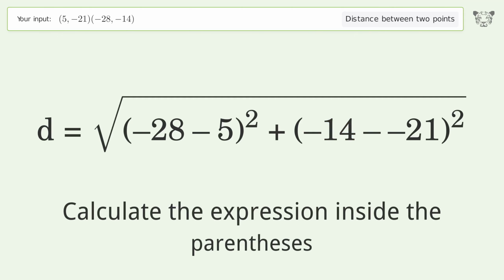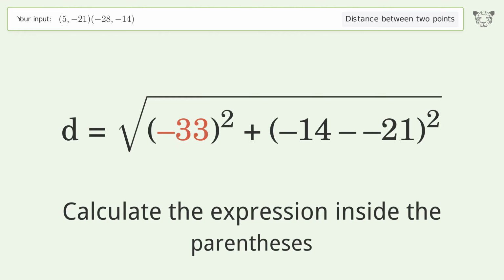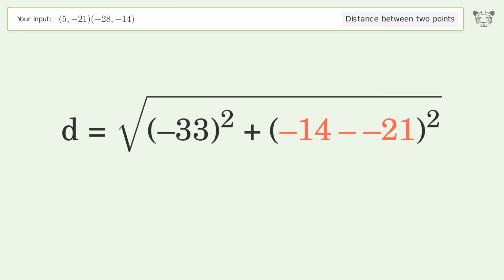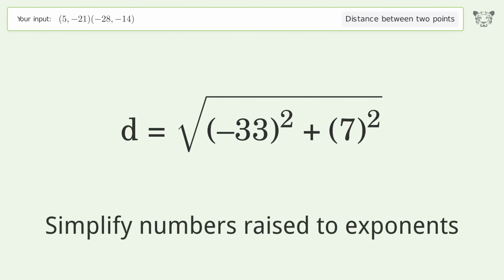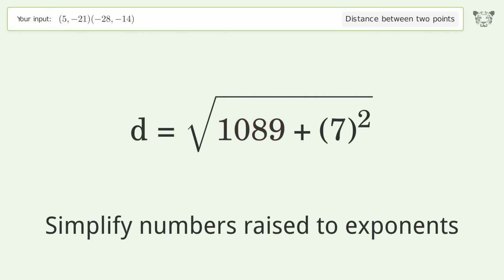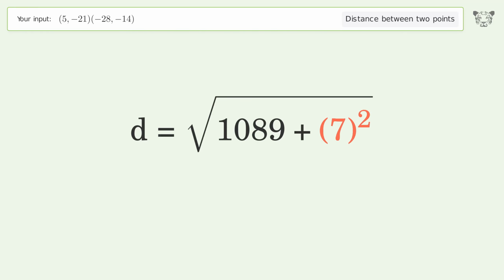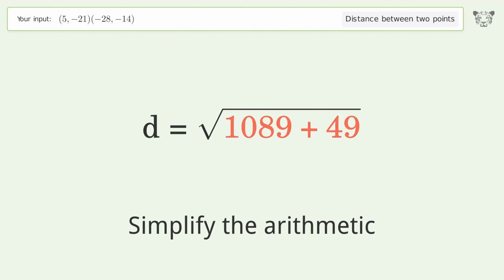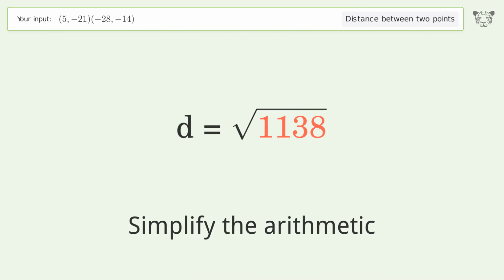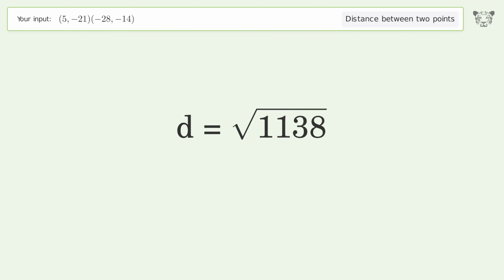Calculate the expression inside the parentheses. Simplify numbers raised to exponents. Simplify the arithmetic. And so the distance between the 2 points is the square root of 1,138, or 33.734.